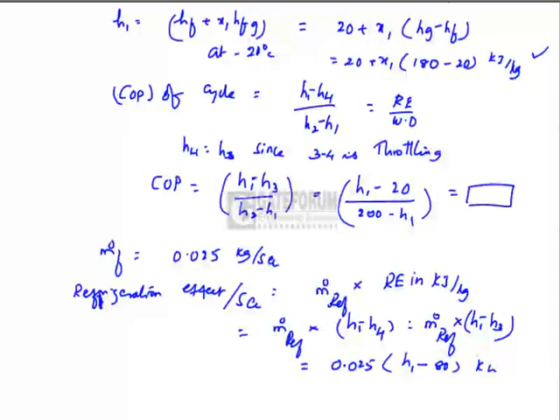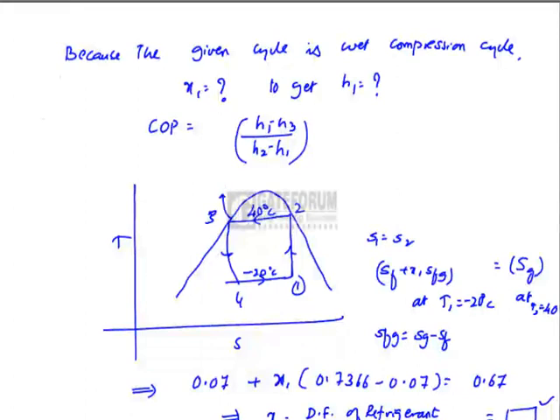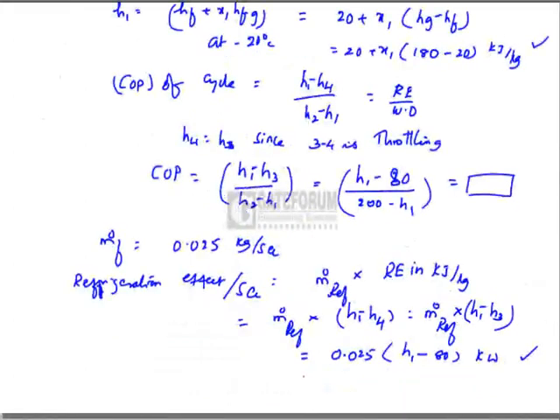So many kilowatts. There is a small correction in the COP formula. We had taken H3 as 20. H3 is not 20 in the COP formula. H3 is 80. Please correct that. The H3 we had written as 20 in the COP substitution. It is not 20. In fact, H3 is HF at 40, which is given as 80. So we got the refrigeration effect also in kilowatts.